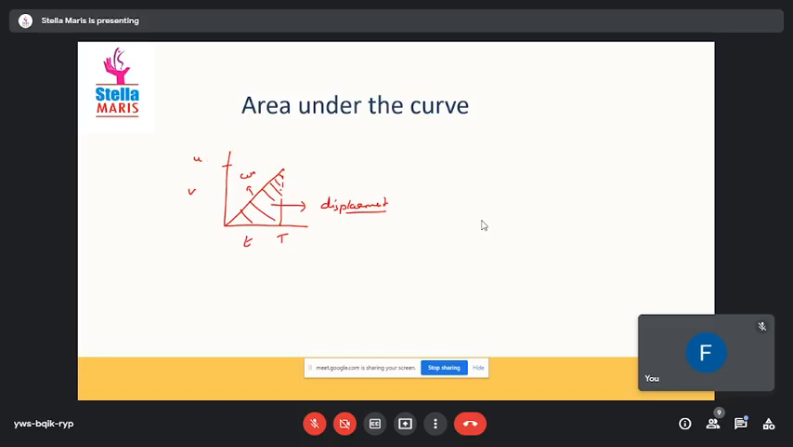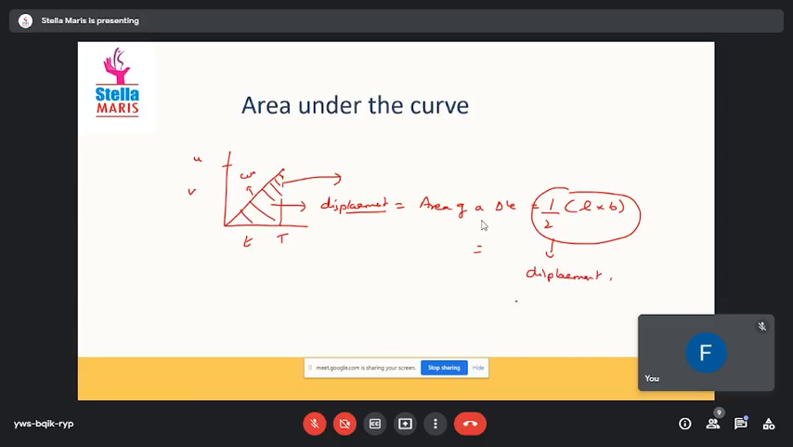So what is the area of a triangle? This is a triangle, no? So if you find the area, you find the displacement. Displacement is nothing but the area of a right angle triangle. So what is the area of a right angle triangle? Half into L into B. Very good. So if you find out this area, you get displacement.